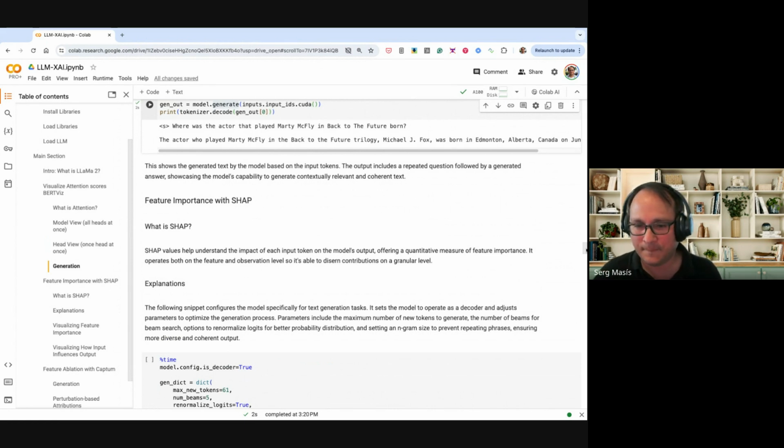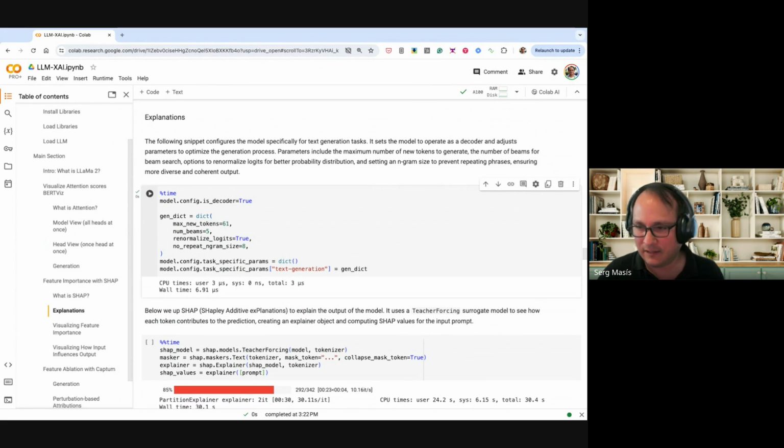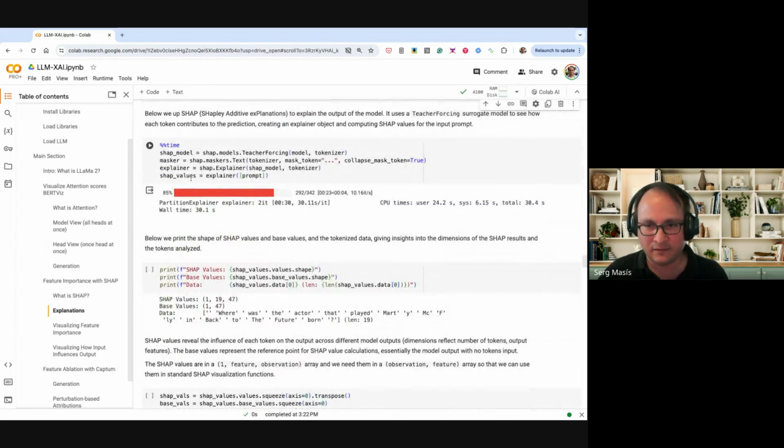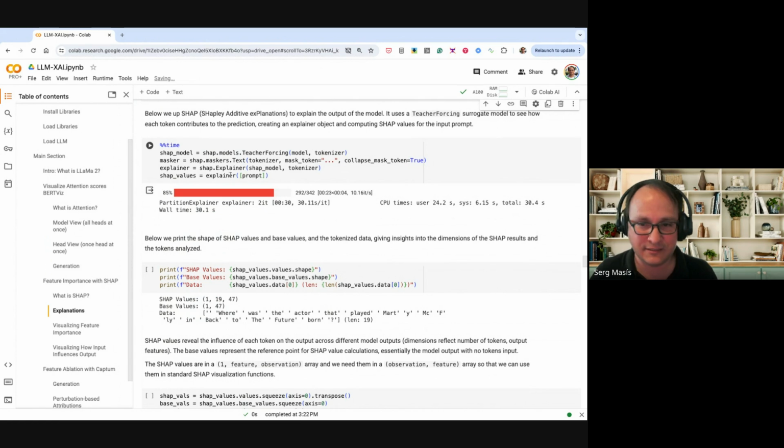So here we're going to do that. We're going to run it, and what it's going to do is first train a surrogate model to connect the input and the output. Then, based on the outputs of that surrogate model, it's going to calculate and create an explanation using the Shapley method.